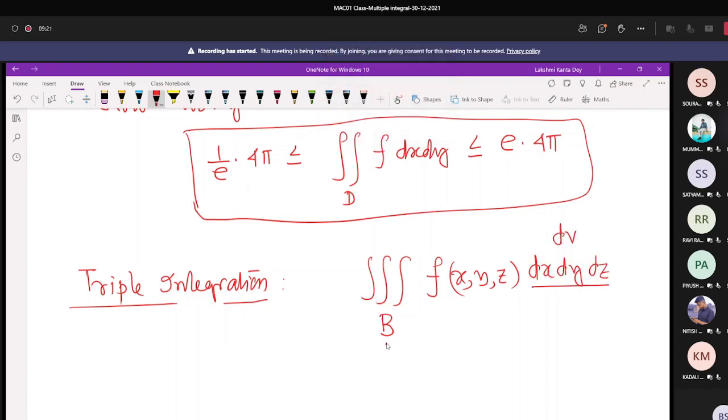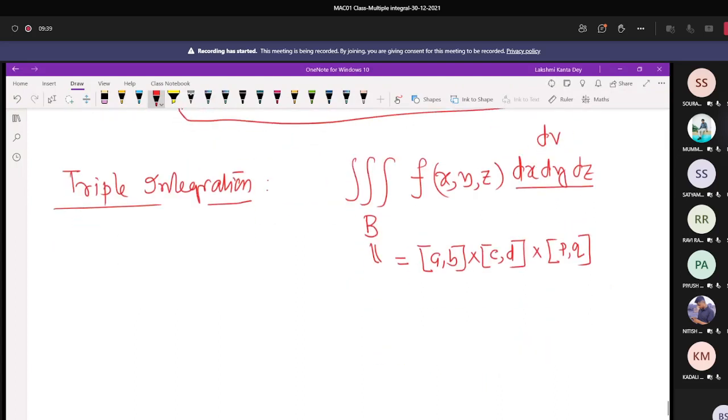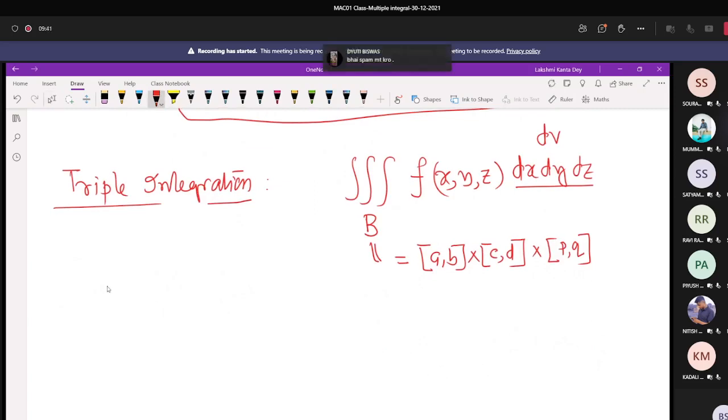And what is your B? B is nothing but a rectangular box. What is that? a comma b. This is the limit for x. c comma d. This is the limit for y. And p comma q, small p comma small q. This is the limit for z. So whatever the region of integration and whatever your function is, f from B. B for box, first letter of box. B to R plus.